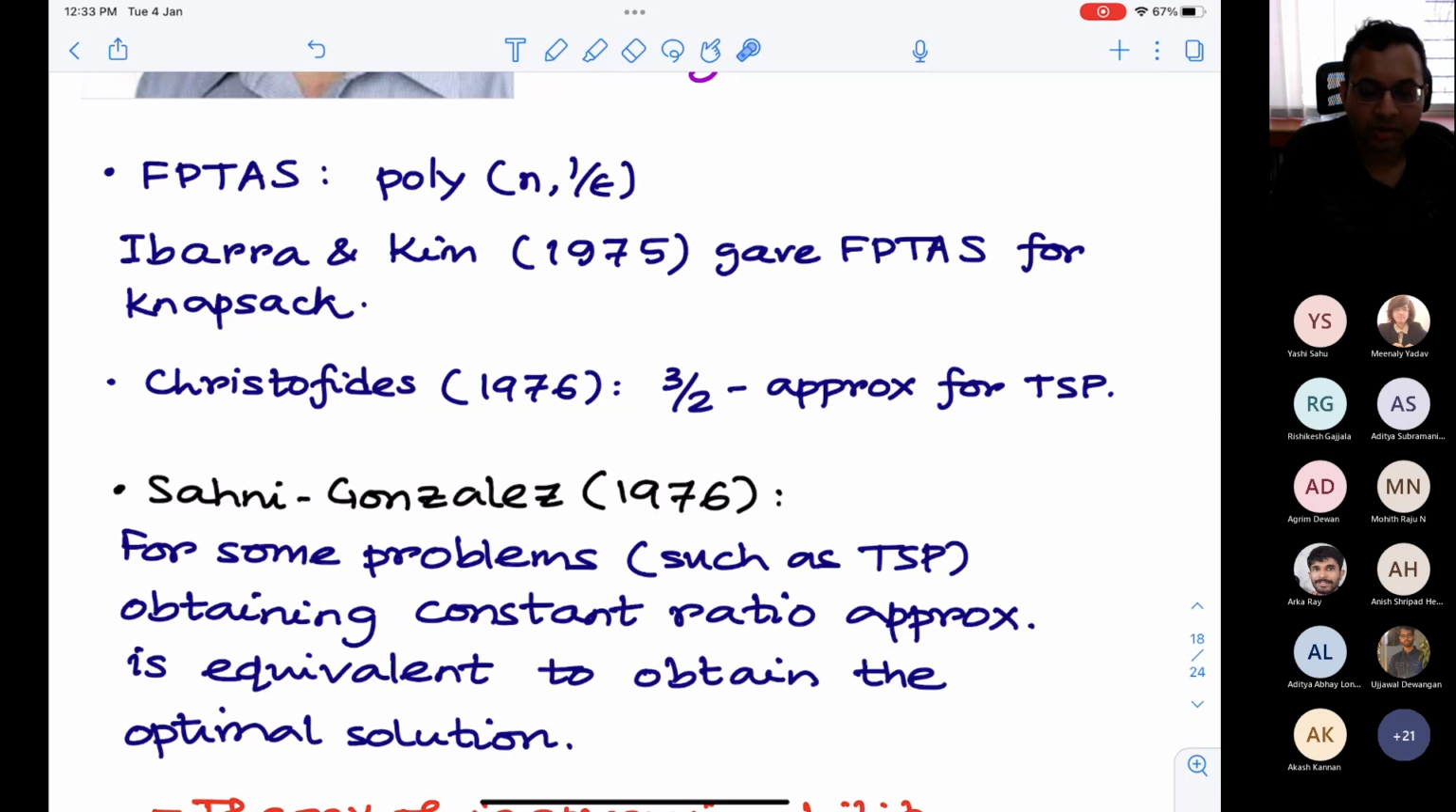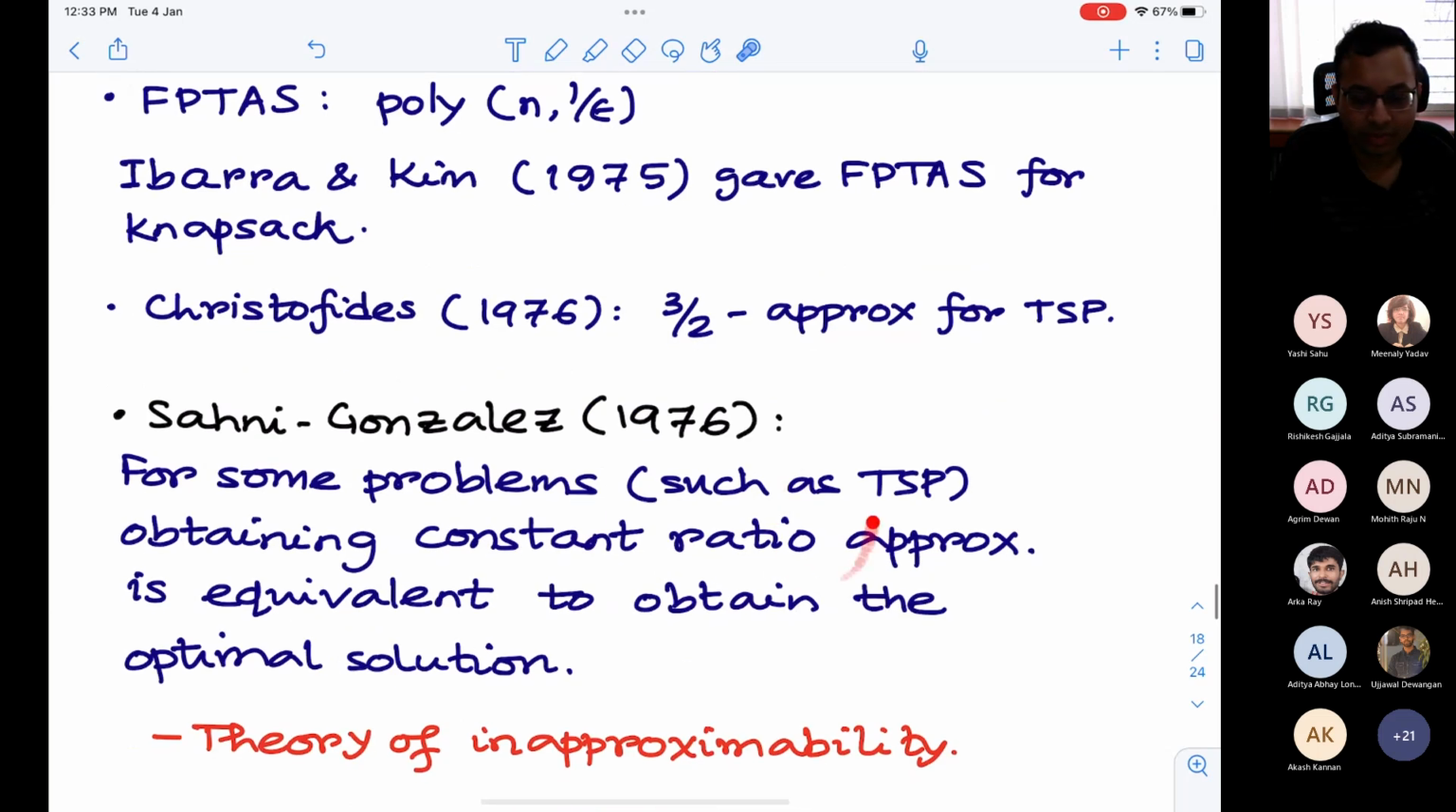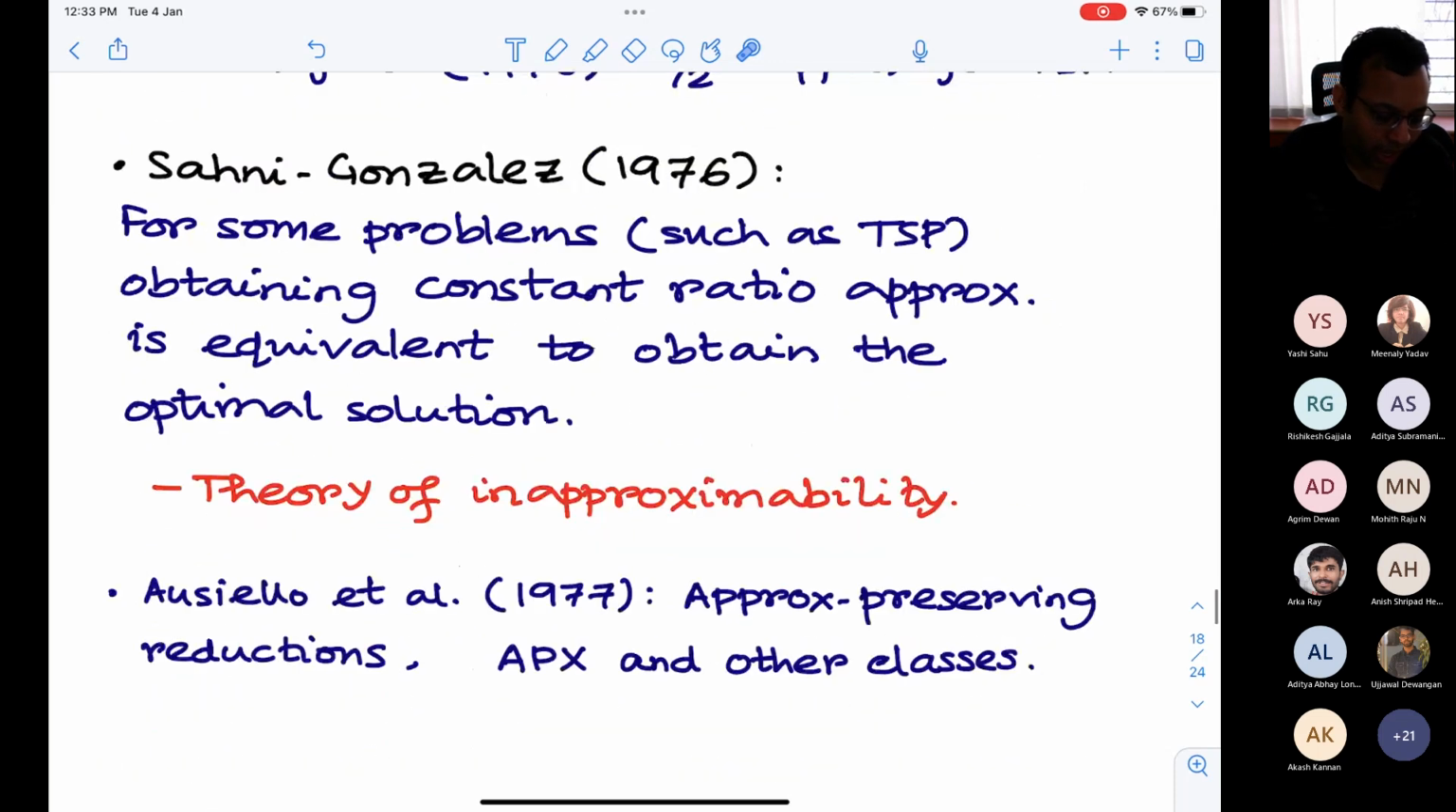On the other hand, people tried to prove hardness, to show why some problems are difficult to approximate. Sahni and Gonzalez showed that for some problems like TSP, if you look at the general variant, you will not be able to get any constant factor approximation. They showed that getting a good approximation for the problem is equivalent to getting the optimal solution of an NP-complete problem. That developed the area called theory of inapproximability. And then people like Orponen and others developed approximation preserving reductions, and they defined APX and other classes, and this area developed more.